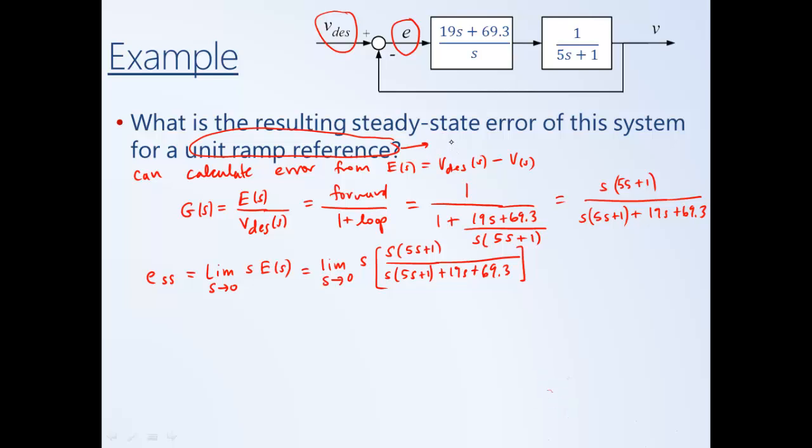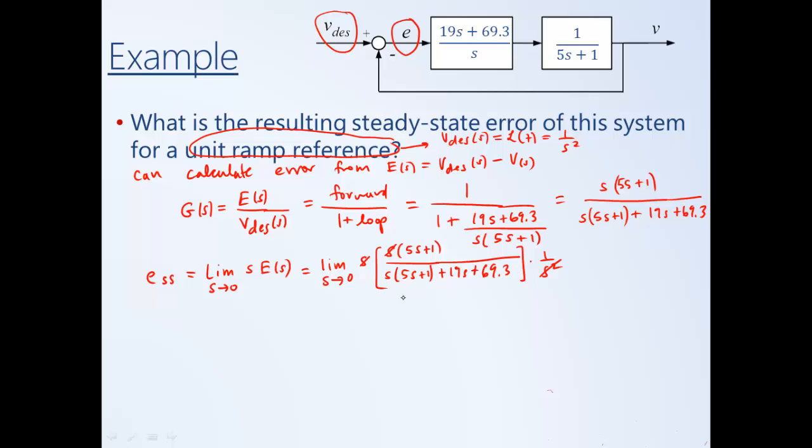And if you recall, the Laplace transform of a unit ramp is 1 over s squared. So that's what we'll multiply through here with. So looking at this, we have s times E of s, where E of s is the transfer function times the input. This s squared, one of the s's will cancel with that s, one of the s's will cancel with that s. We're left with this.